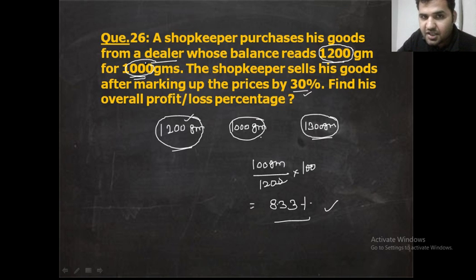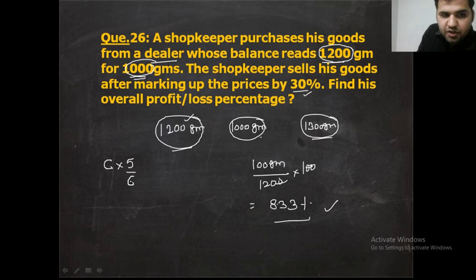Because of this transaction, the shopkeeper will be having a loss. Now, we know that in case of loss, whatever is the cost price for the shopkeeper, let's assume it to be C. And if he is having a loss of 200 gram over an investment of 1200 gram, that is a loss of 1/6. And in case of 1/6 loss, the selling price would be 5/6 of the cost price. So this would be the first fractional multiplying factor that you will get because of the weight reading of 1200 grams instead of 1000 gram.